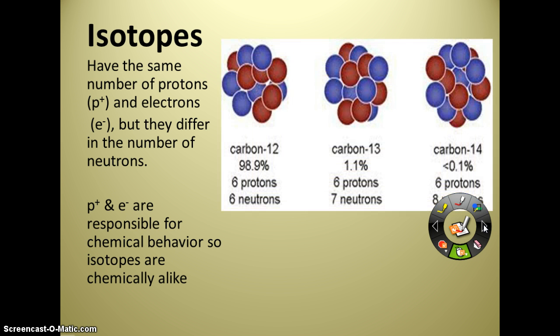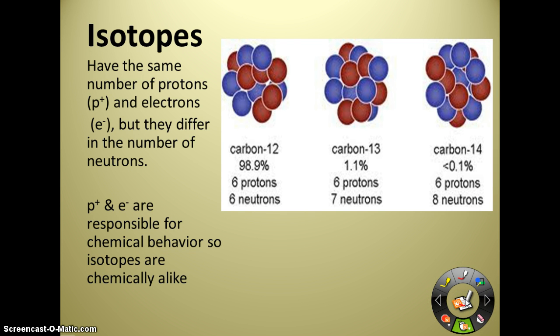So here we have three isotopes of carbon. We have carbon-12, carbon-13, and carbon-14, and you'll notice that the most prominent one is carbon-12. It has 6 protons and 6 neutrons. There's also carbon-13, which has 6 protons and 7 neutrons, and carbon-14, which has 6 protons and 8 neutrons.